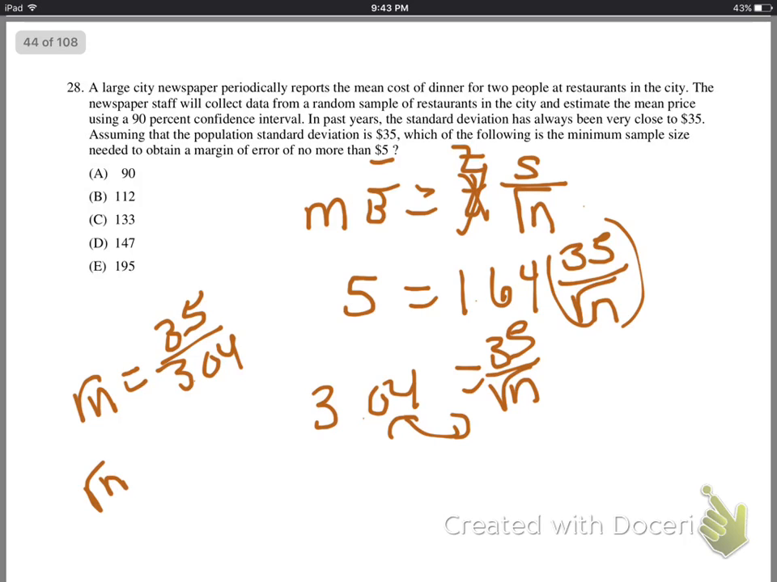So I get the square root of n is equal to 11.48. And so I square both sides. Okay, we're just going to do math. And I get 131.7. So the answer is C.